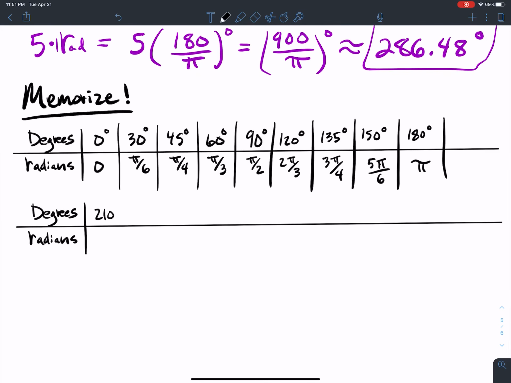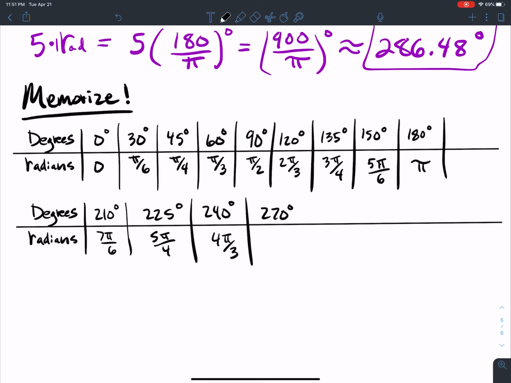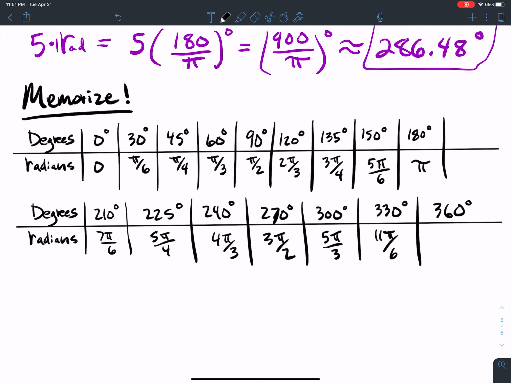So 210, this is 7 pi over 6. 225, this is 5 pi over 4. 240, this is 4 pi over 3. 270, this is 3 pi over 2. 300, that's going to be 5 pi over 3. 330 is 11 pi over 6. And the last, 360, is a full revolution.